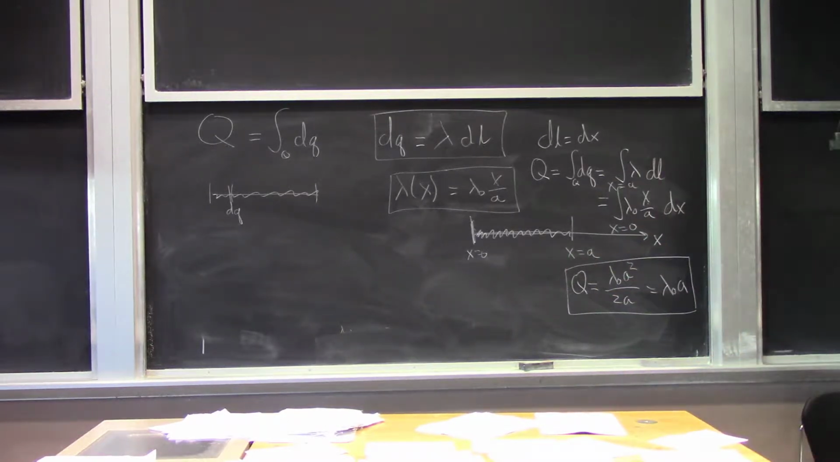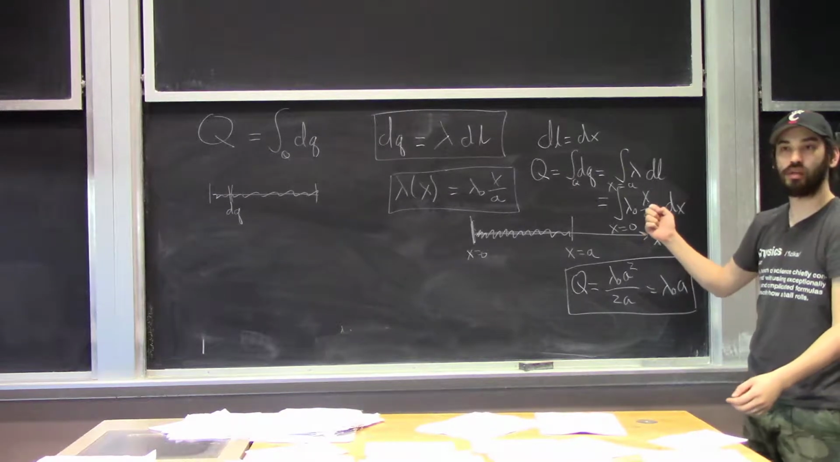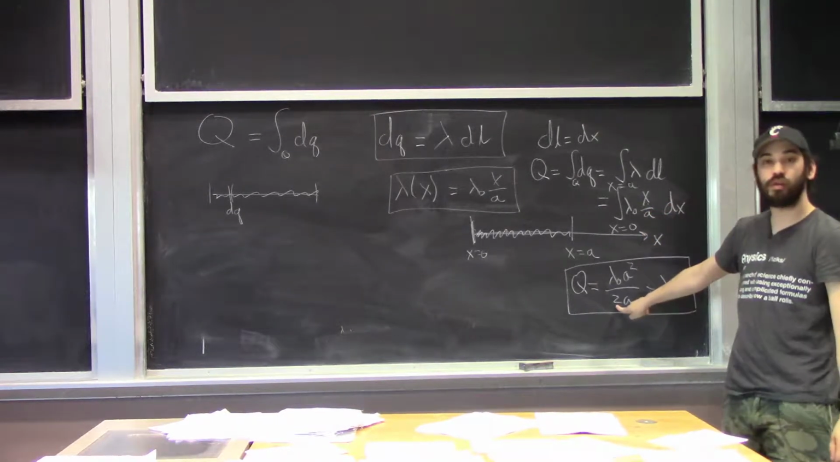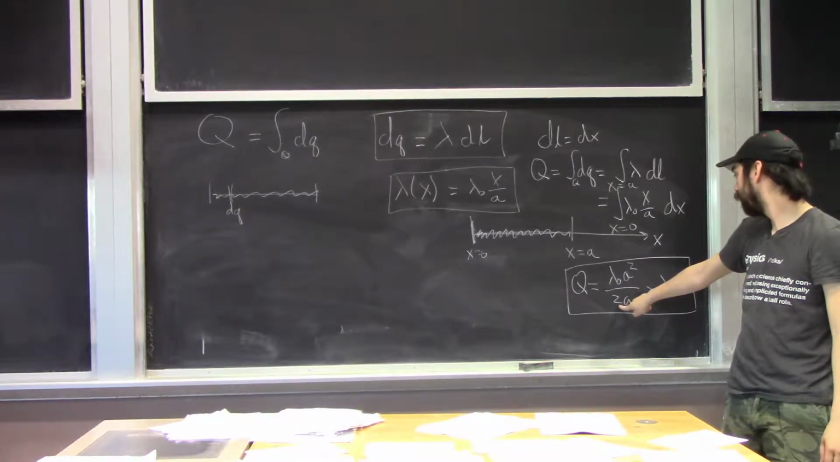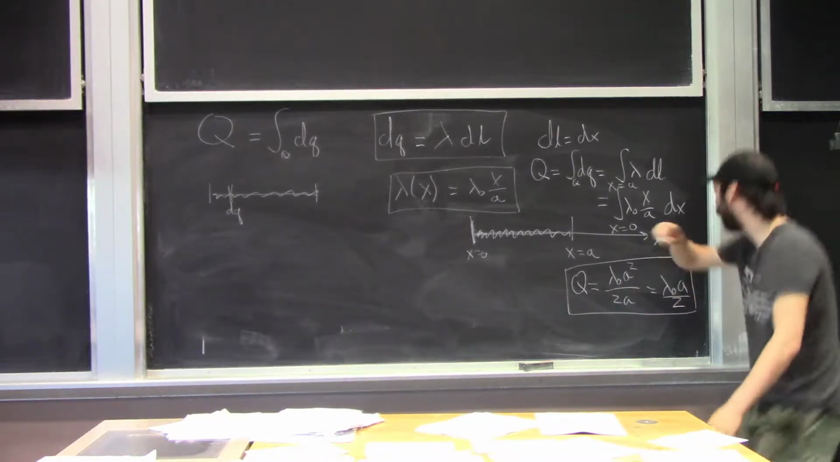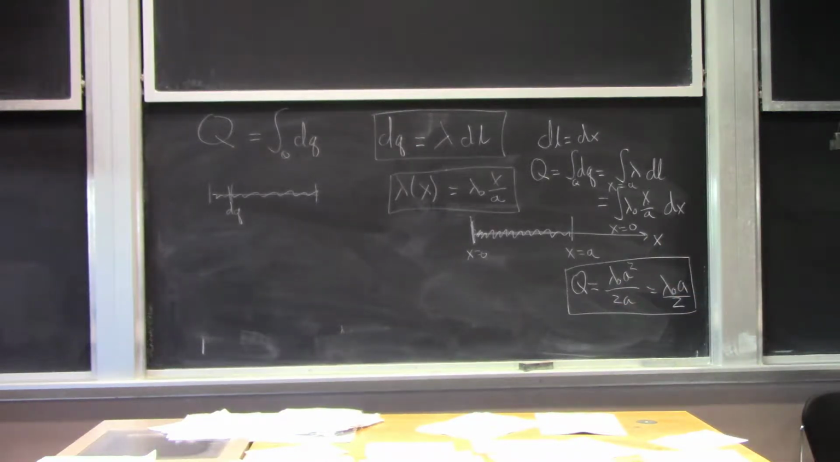Any questions about that? Over 2? Say again? There's a 2 in the final answer. Oh, sorry. Yeah, I lost my 2 there. Good. Any other questions about this aside from my inability to do algebra?